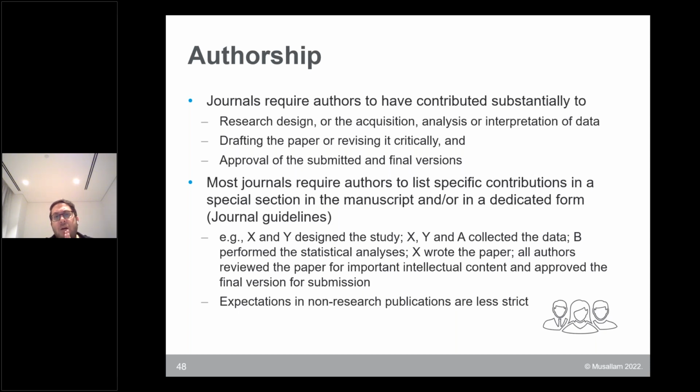And then again, drafting, if the paper is not actually an original article, then the first part doesn't apply much. There is no research design, etc. So you can make it like the conceptualization of the paper, who did that, and then who supported the drafting and review.